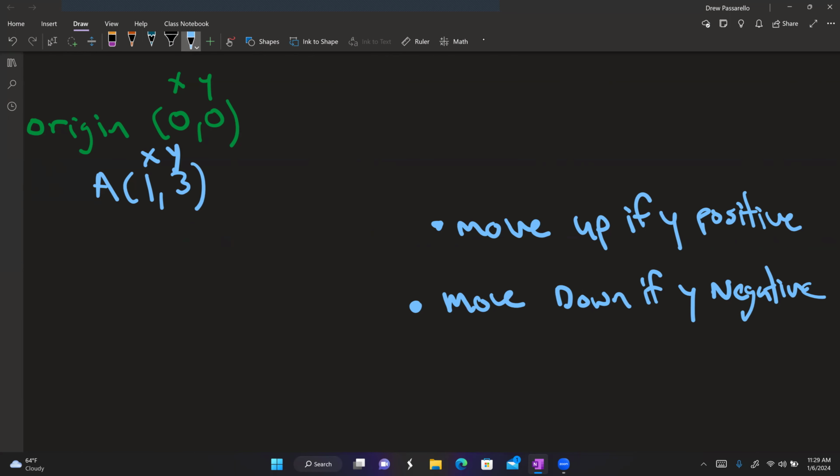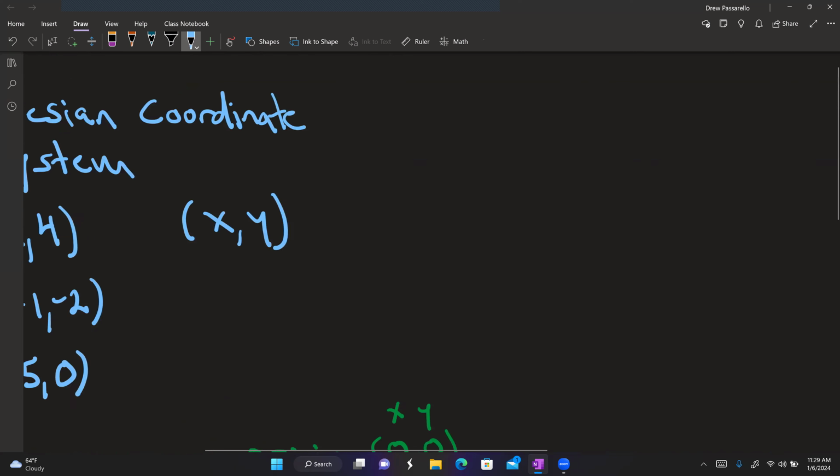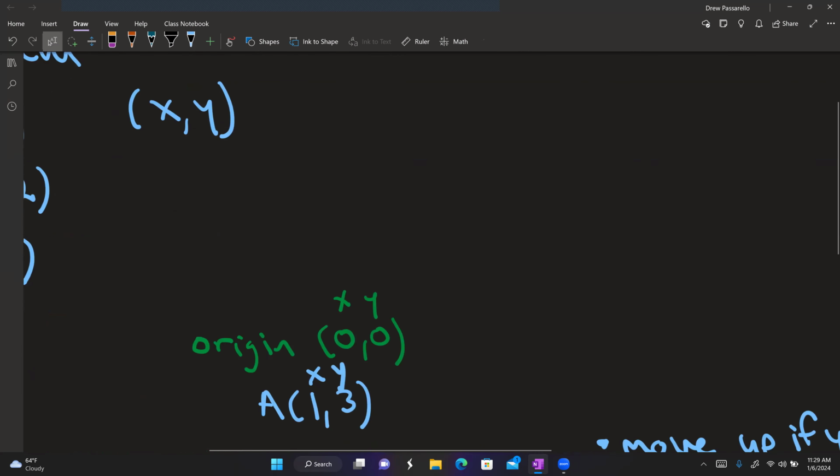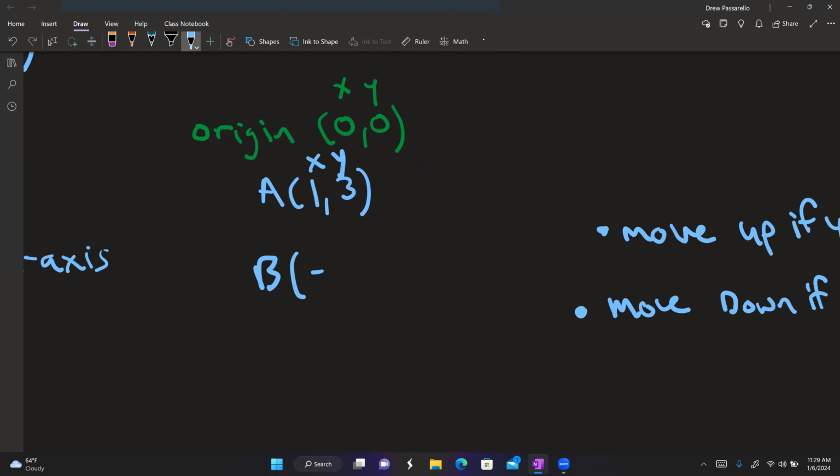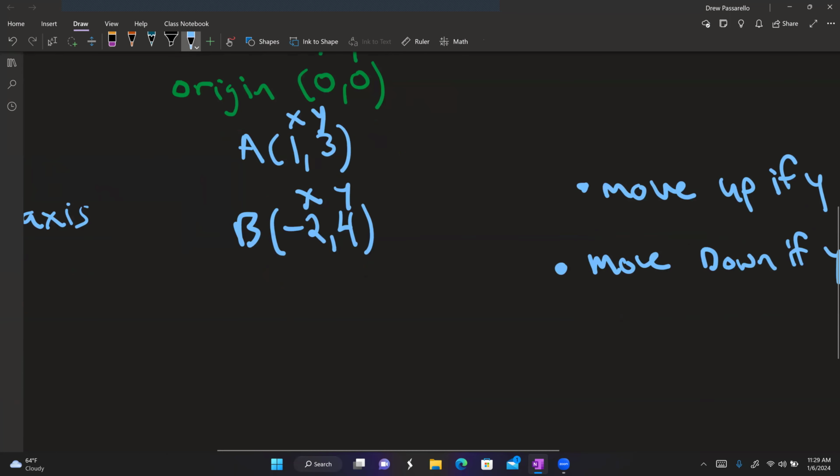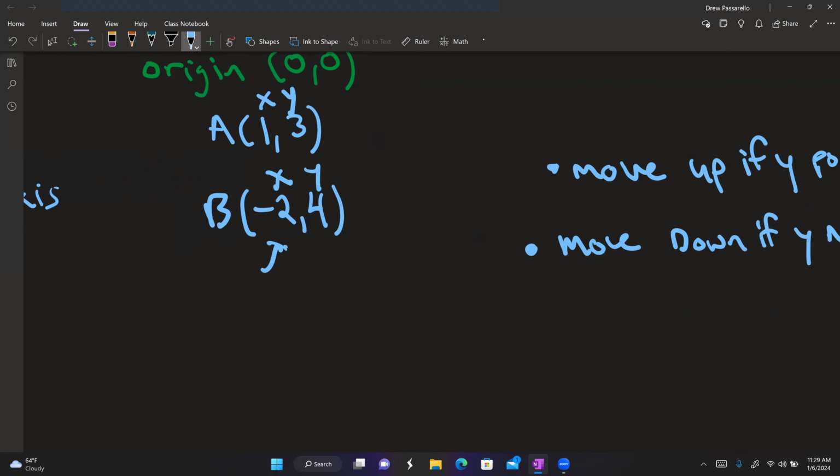All right, so point B, that has coordinates negative 2, 4. Again, the x component is first, negative 2, and then the y component. Because x is negative, the x coordinate's negative, then I'm going to have to move left 2 units. And because the y coordinate's positive, positive 4, I'm going to move up 4.